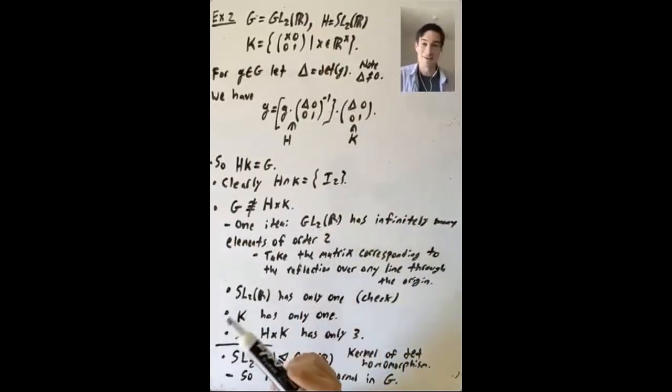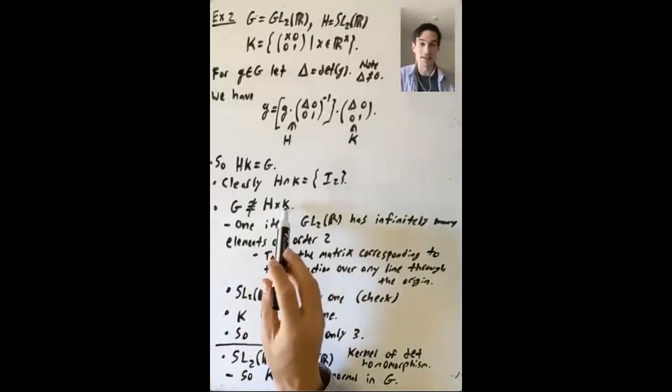That's a nice exercise. Remember, you can think of 2x2 matrices as corresponding to linear transformations from R2 to R2. And you can describe these linear transformations in a geometric way sometimes. So you could take, for example, a line through the origin in R2 and see what happens when you reflect over that line. So you can build a 2x2 matrix out of that by saying, where does this send the first standard basis vector? Where does this send the second standard basis vector? So in this way, you can see that GL2R has infinitely many elements of order 2.